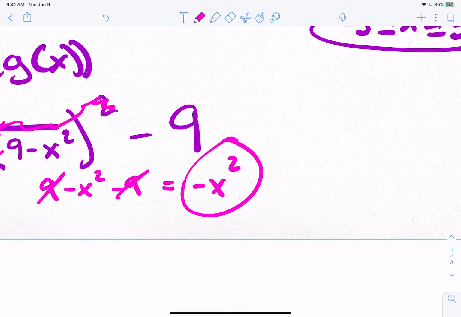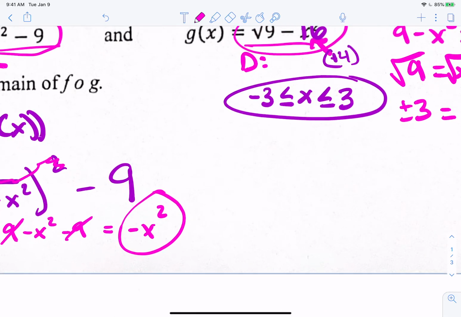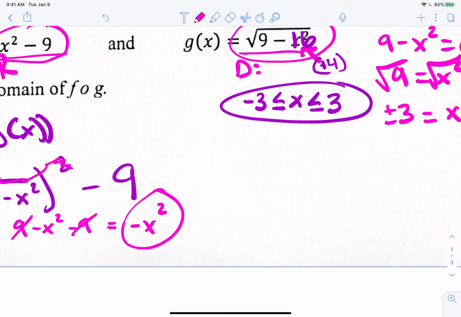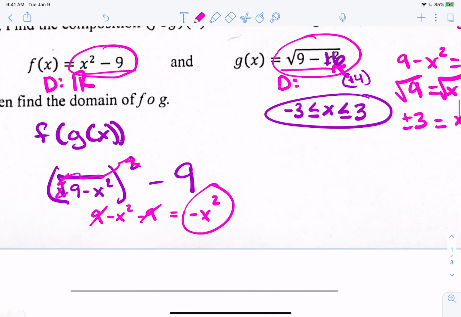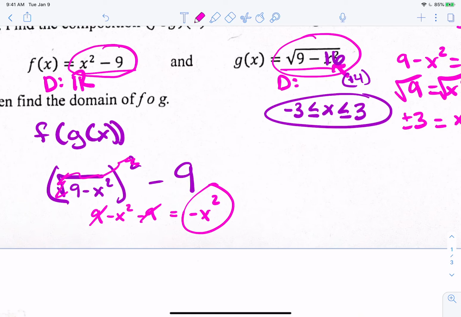Now, what numbers am I allowed to plug in for that? How did I get that x squared? This square root and this square cancel each other out, so I have 9 minus x squared minus 9. The 9 minus 9 is 0 and goes away. Negative x squared is what's left over. So f composed of g is literally negative x squared.